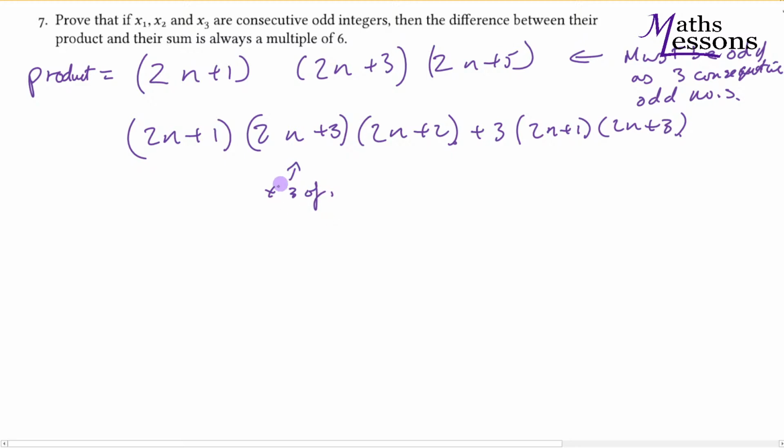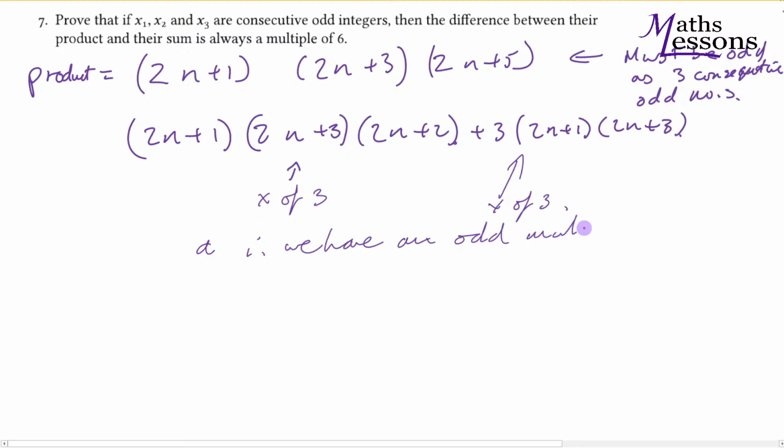So it's a multiple of 3. And this is quite clearly a multiple of 3. So if this is a multiple of 3 and this is a multiple of 3, and we've got an odd, they must be odd when you times them together, this must be an odd. Therefore, we have an odd multiple of 3.